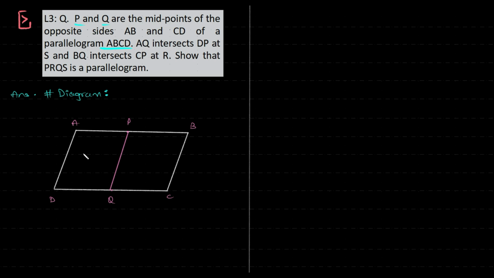AQ intersects DP. Okay, did I take it wrong? No, it's correct. AQ intersects DP. Yes, okay. So we have AQ intersecting DP at S. So that's our S. Then BQ intersects CP at R. So these two also need to be joined. And this is R.